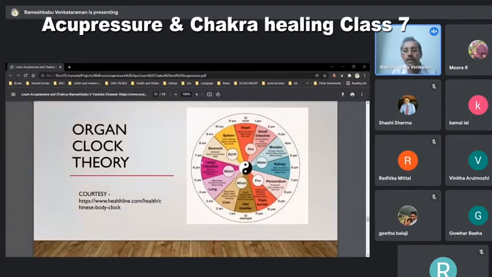For example, stomach and spleen are earth. Heart and small intestine are fire. Bladder and kidney are water. Pericardium and triple burner, fire. Liver and gallbladder, wood. Lung and large intestine, metal. So each and every organ is of a certain element in nature. For example, lung is a metal, large intestine is a metal, which means that they represent the metal of the Five Elements.